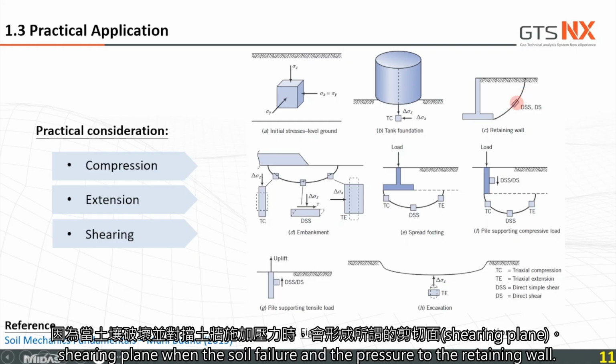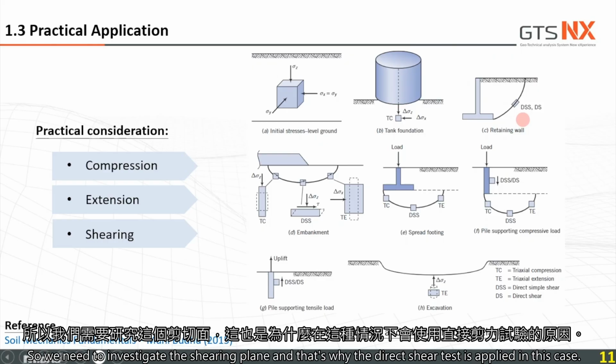When the soil fails and presses against the retaining wall, we need to investigate the shearing behavior, and that's why the direct shear test is applied in this case.